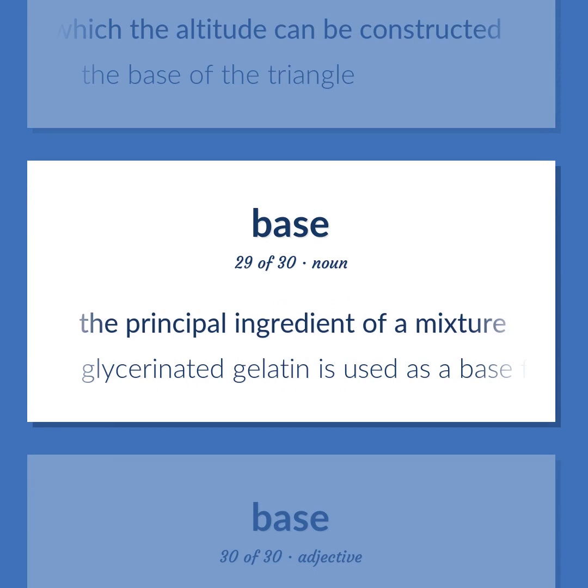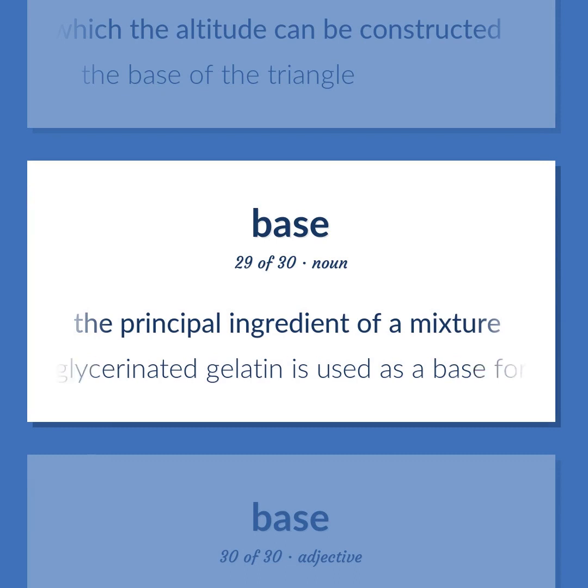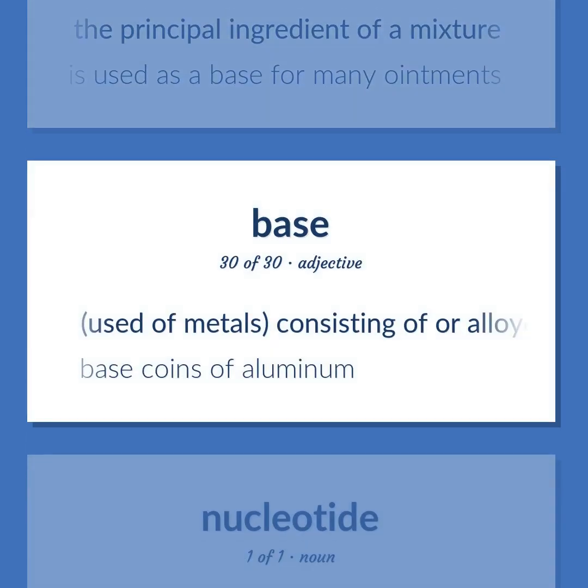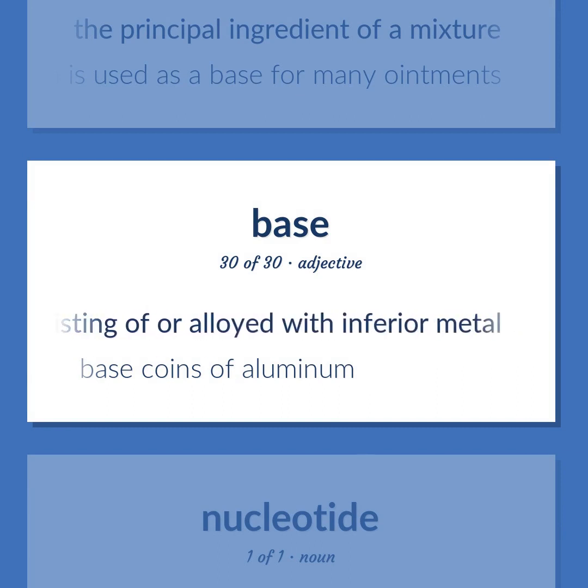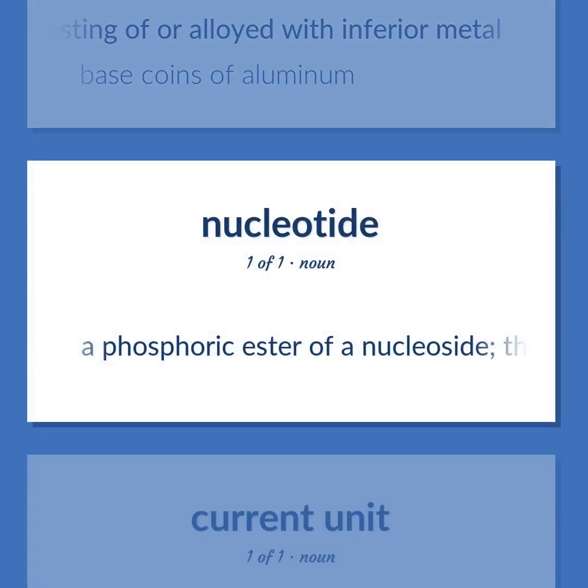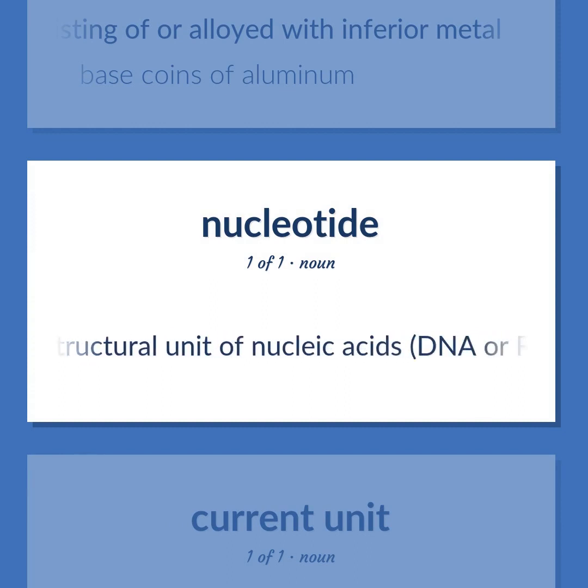The principal ingredient of a mixture. Glycerinated gelatin is used as a base for many ointments. Used of metals, consisting of or alloyed with inferior metal. Base coins of aluminum. A phosphoric ester of a nucleoside. The basic structural unit of nucleic acids, DNA or RNA.